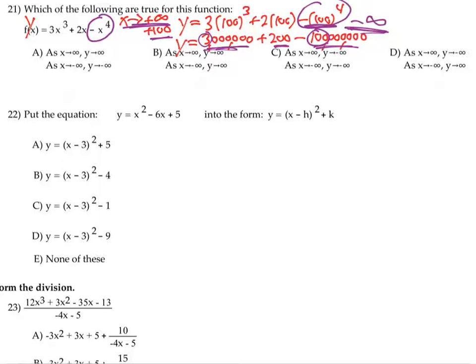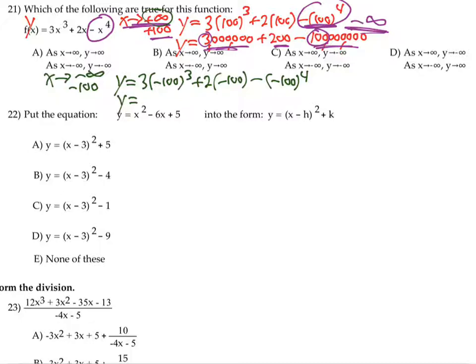And now what if you go the other way? What if you let x go to negative infinity? This was positive infinity, like negative 100. Let's plug in negative 100. We'll get 3 times negative 100 cubed plus 2 times negative 100 minus negative 100 to the fourth. So remember, when you're plugging into a function, put parentheses around what you're plugging in.